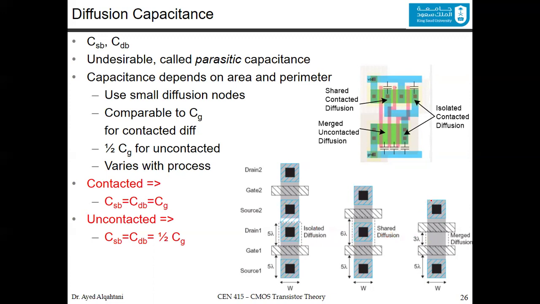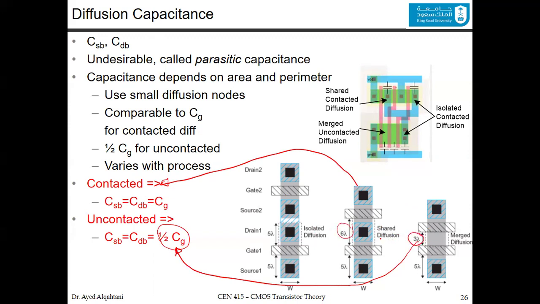If they are contacted like this one, then the capacitance is equal to the C gate. So the diffusion capacitance is the same as the gate capacitance. If they are not contacted, then it is half that amount. And you can see the relation between 6 lambda and 3 lambda, they are halved. And this is why we have these relations. So as a conclusion, the gate capacitance and the diffusion capacitance, they are the same if the diffusion is contacted.